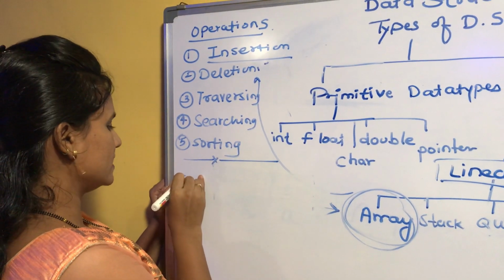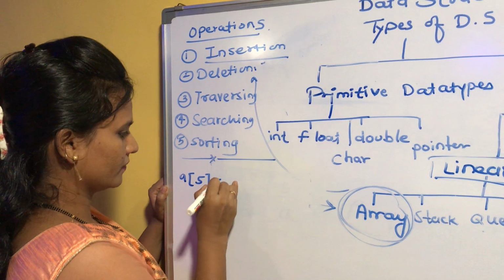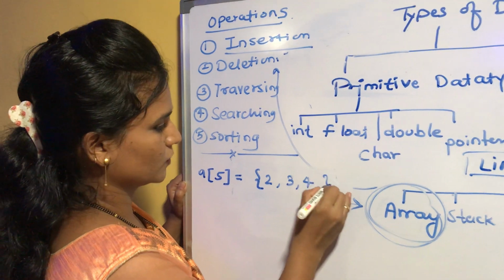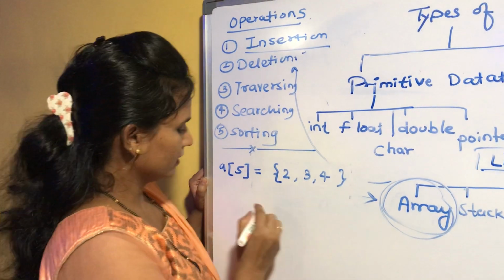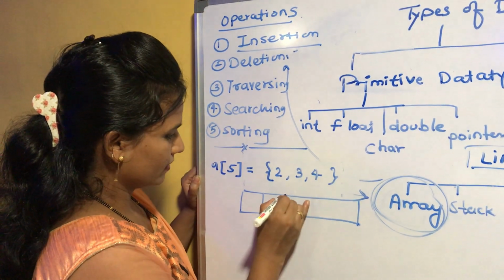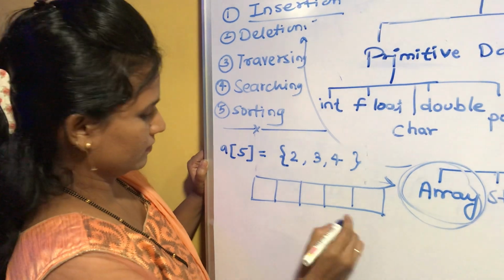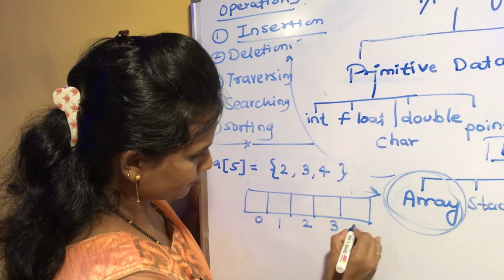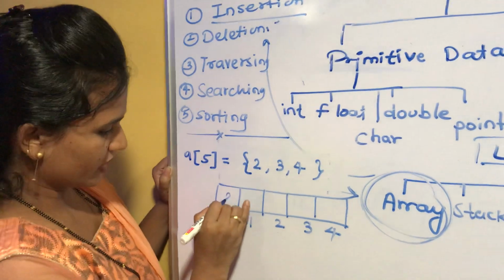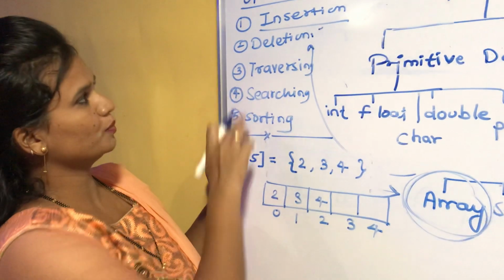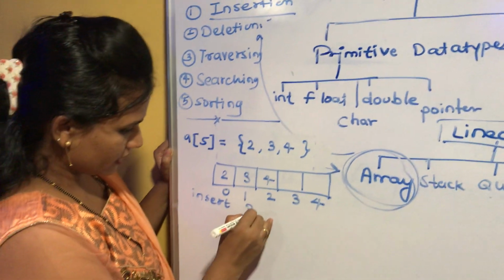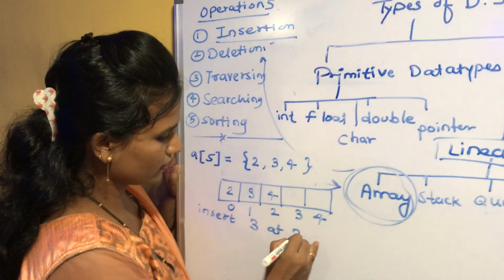Suppose I have an array of size 5 having elements 2, 3, 4. Size is 5 and elements are 3. This is the array representation. Index 1, 2, 3, 4 and 5. How many elements are there? 3 elements: 2, 3, 4. Now I want to perform the insertion. Insert 3 at location 2.